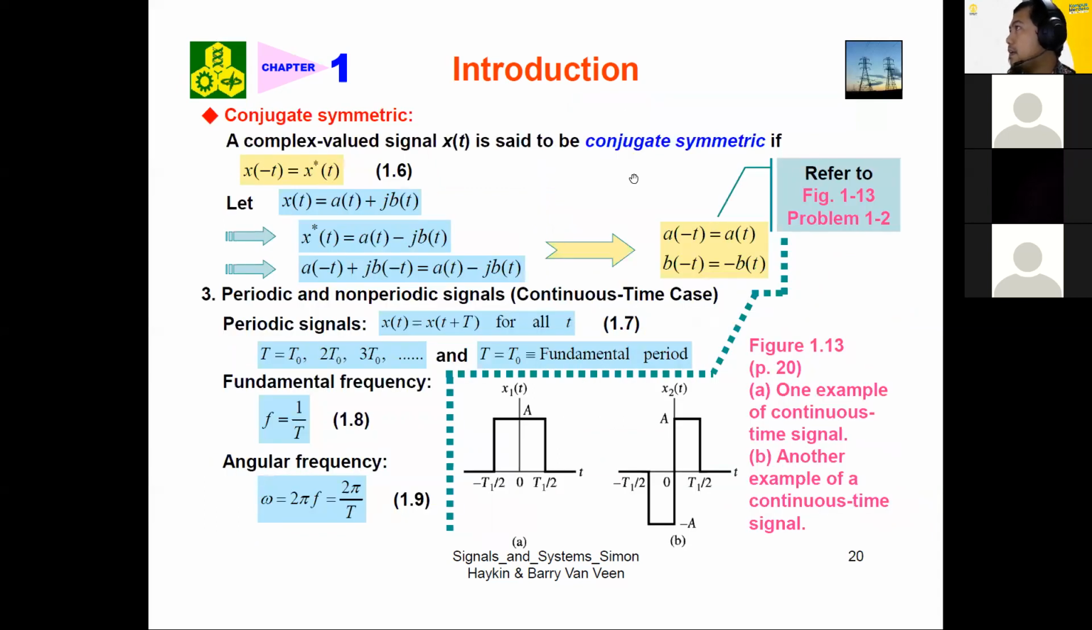And then periodic and non-periodic signal. This is also important. Periodic means that the signal repeats in a certain period of time, and non-periodic means that the signal is always changing in time. Non-periodic. That's all.